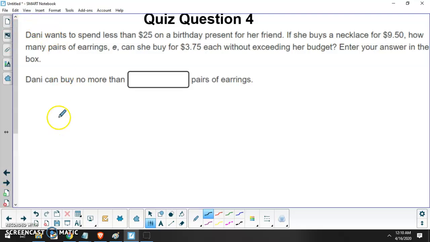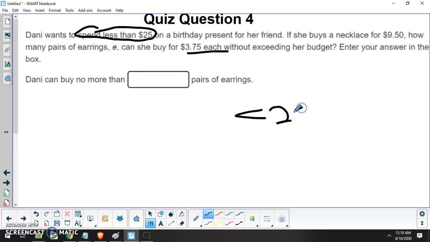Check out question number 4. Danny wants to spend less than $25 on a birthday present for his friend. Buys a necklace for $9.50. How many pairs of earrings can she buy for $3.75 each? Okay, so the earrings are $3.75 each. Necklace, you're only buying one necklace. All right, so you want to spend less than $25.